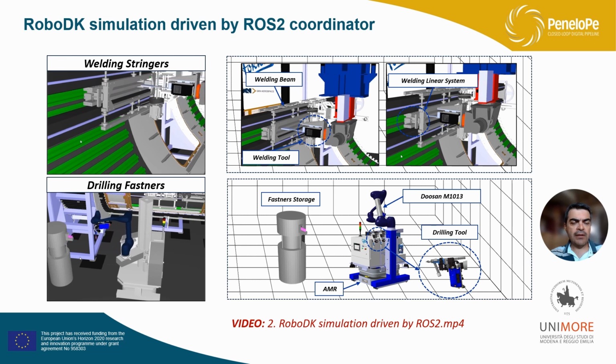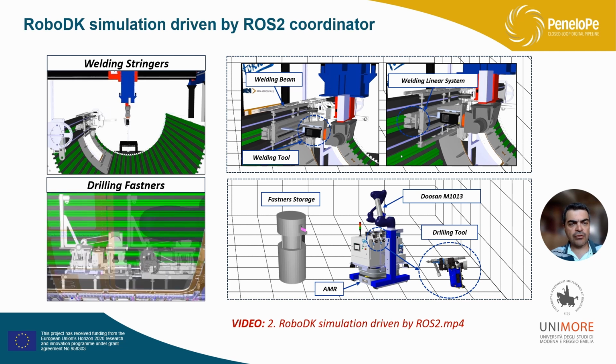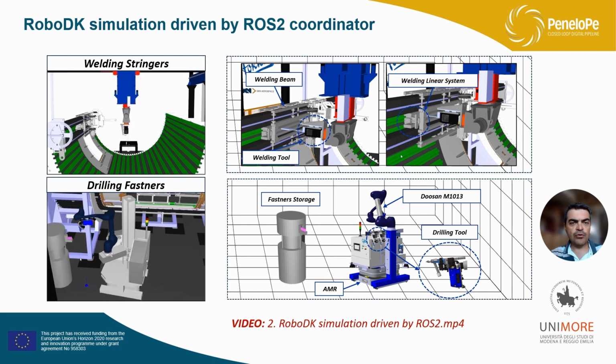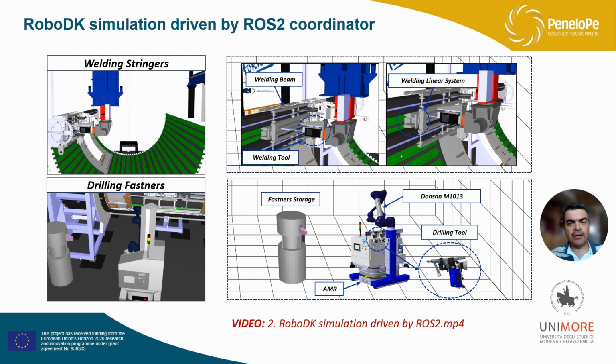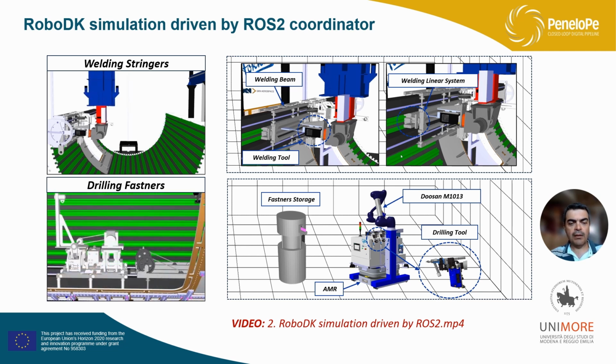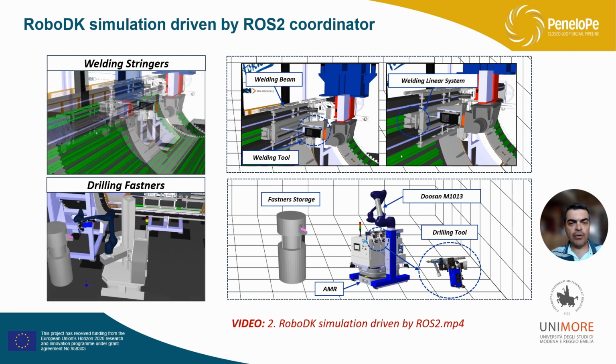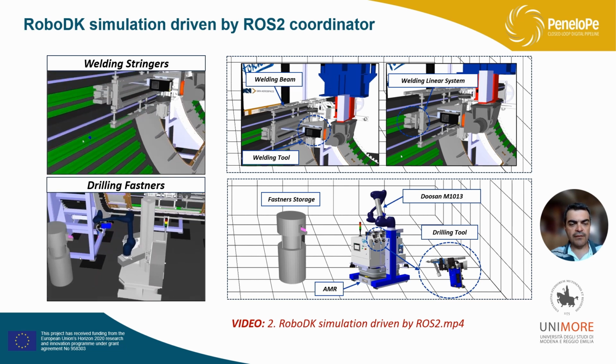Then, having these single operations, they are coordinated by ROS2 according to the sequence defined in the XML file we have seen before. The final simulation is shown in this video.